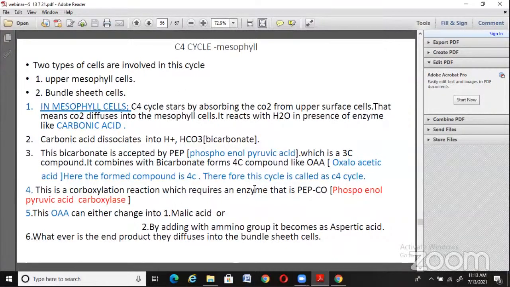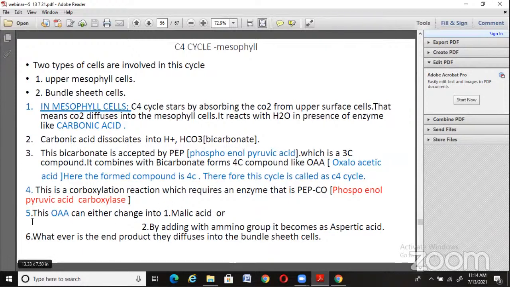And this oxaloacetic acid synthesis is a carboxylation reaction where an enzyme is required, and that required enzyme is PEPCO, phosphoenol pyruvic carboxylase. That is the enzyme, and under the influence of PEPCO, OAA is synthesized.